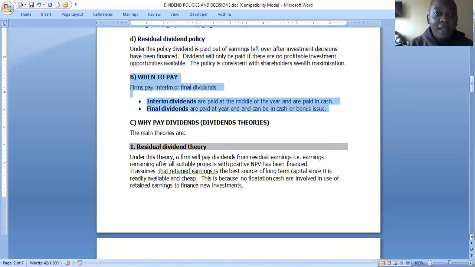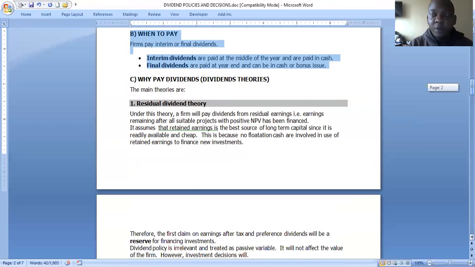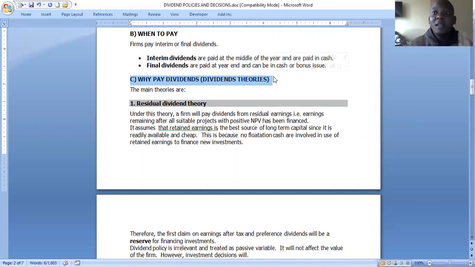Then we move on to the other aspect of dividend policy and decisions. Why pay dividends? This is supported by several theories of dividend, so we shall look at them in brief. I hope that in your own free time you can research these theories and get a deeper understanding. But in this case, let me look at them briefly, so hopefully you understand what these theories talk about.